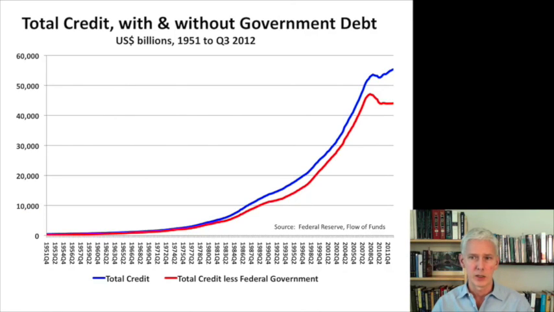You can see in this chart, the blue line represents total credit in the United States. We've seen that increase from $1 trillion in 1964 to $50 trillion in 2007. Now the red line shows what total credit would have looked like without government debt.